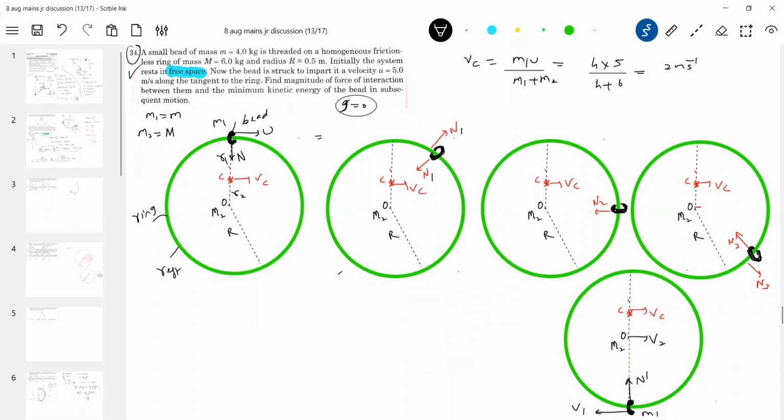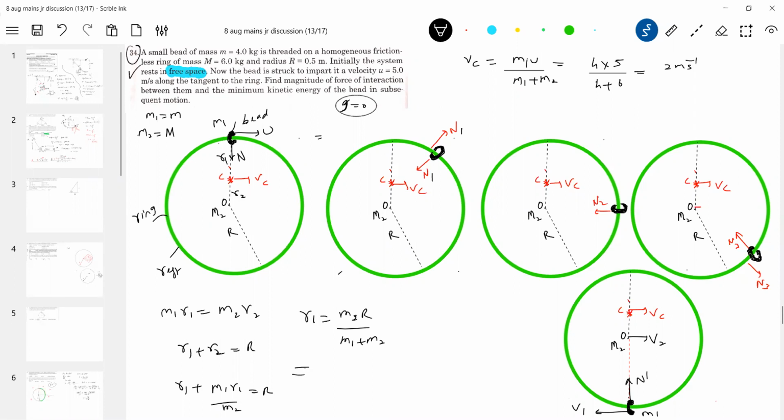How to calculate R1, R2? Any formula? Center of mass formula: M1 R1 should be equal to M2 R2 and R1 plus R2 should be equal to R. So substituting this, we wanted R1, no? R2 value will be M1 R1 by M2. So what is R1 equal to? R1 equals M2 R by M1 plus M2.